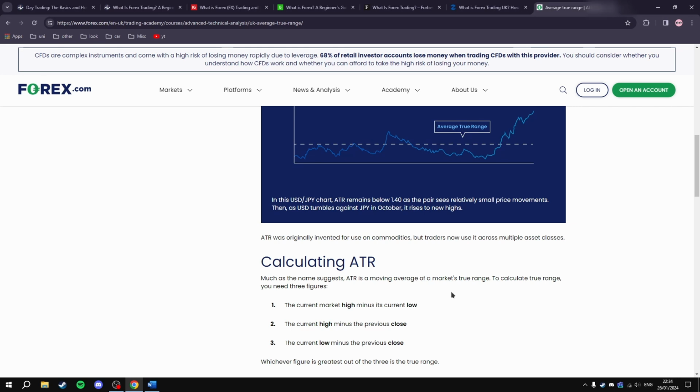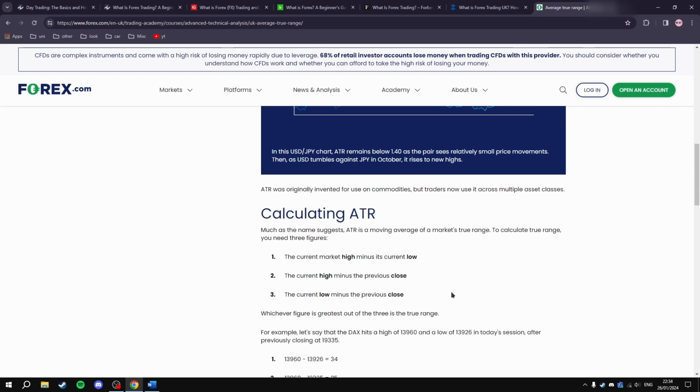Calculating average true range. Much as the name suggests, average true range is a moving average of a market's true range. To calculate true range, you need three figures: the current market high minus its current low, the current high minus the previous close, and the current low minus the previous close.